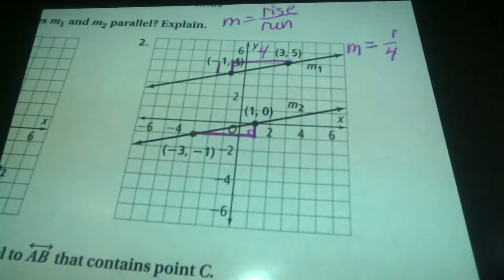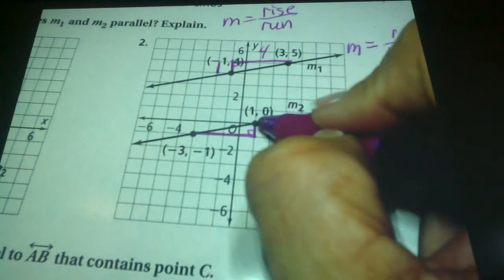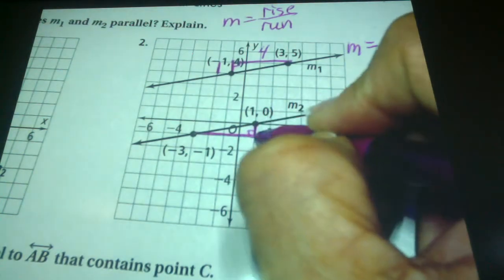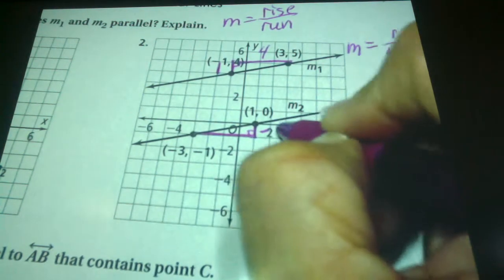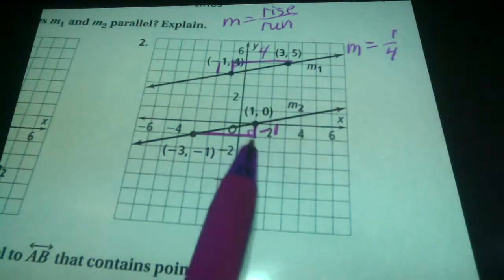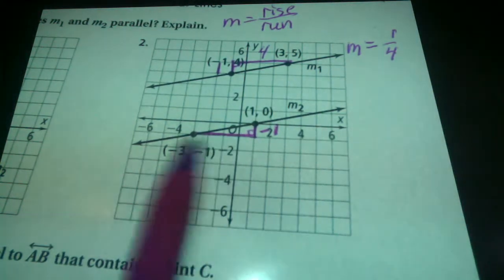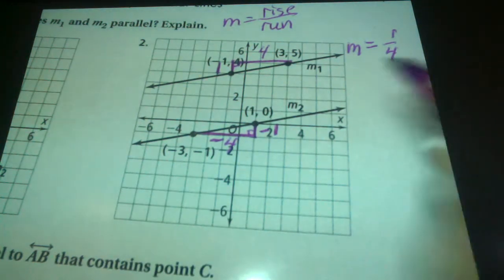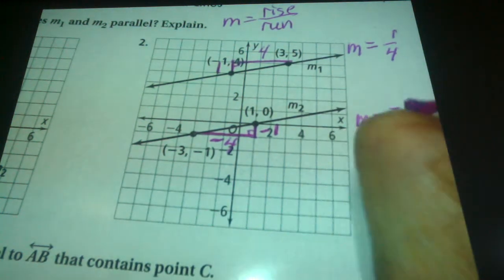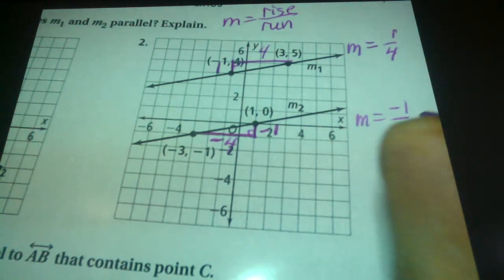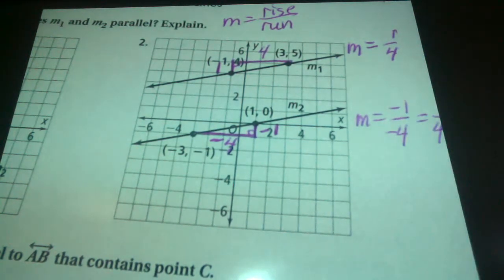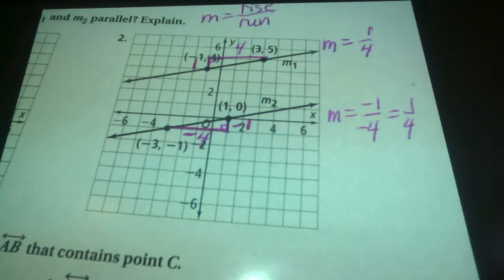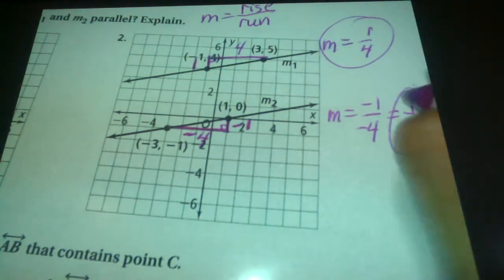So we're going to rise up 1 to the right 4, and that simplifies to 1/4. That doesn't change. For this one, if I go down 1, isn't that a negative 1? And I'm going to the left, 1, 2, 3, 4. Left is a negative direction on the coordinate grid. So my slope here is a negative 1 over a negative 4, which does reduce to a positive 1/4. Are the slopes equal? Yes.